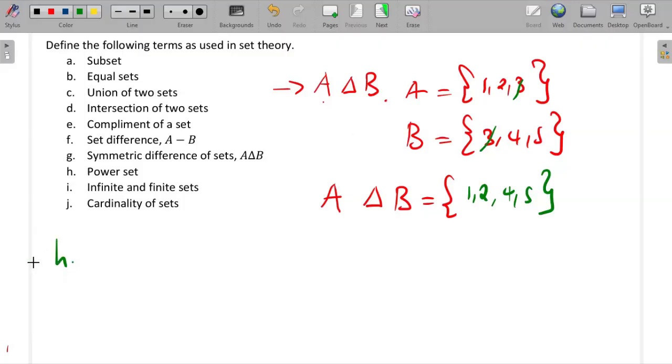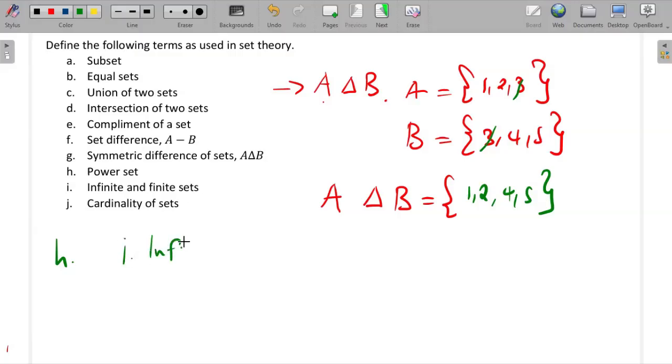Okay, what about the power set now? The power set is the set of all possible subsets of a particular set. That's all. A set that contains all the possible subsets of a particular set, that's what we call the power set. Okay, and then what is an infinite and finite set?